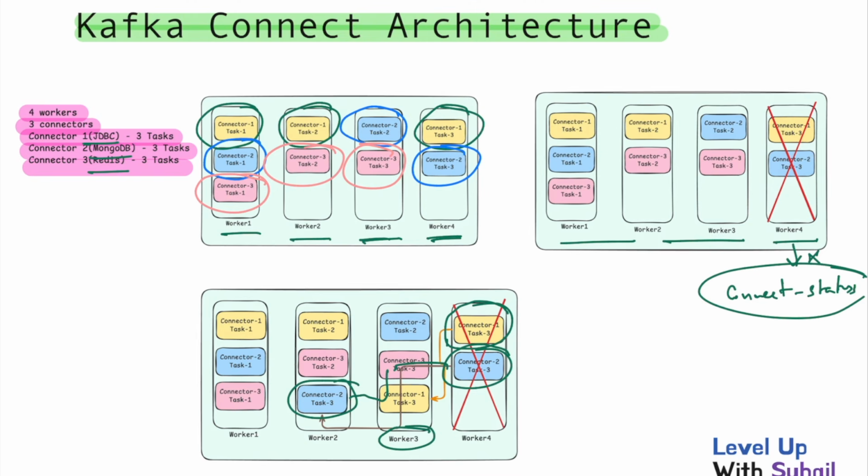Now you might say, okay, the rebalancing has happened, so the data would be lost. I would say no, because the offsets were already stored in the connect offsets topic, as I mentioned earlier. So there is no data loss. On rebalancing, every worker would again fetch from the connect offsets topic, get the last row it has already fed, and resume from the next row. That's how it would work.